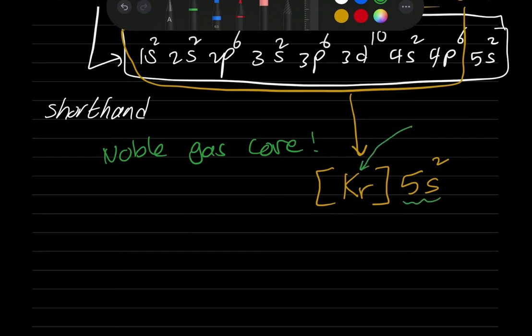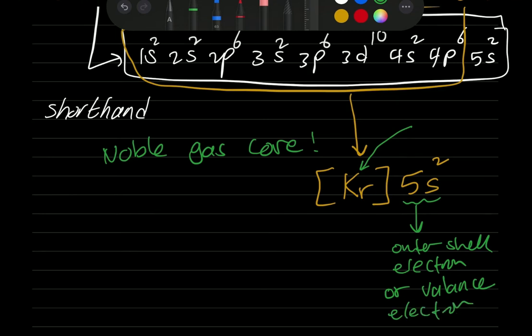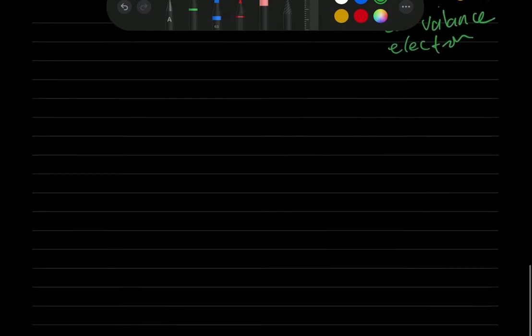And in this case, the 5s indicates the outer shell electrons or the valence electrons, which are the electrons in the outer shell. And these are the inner electrons. So the krypton takes the inner electrons. All of these are filled. You notice that? And here we have the 5s. Okay, let's take another example in more detail.